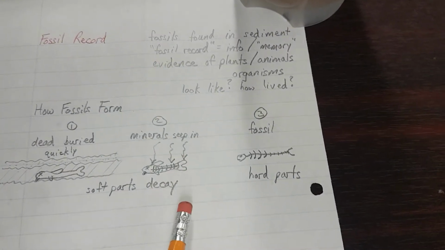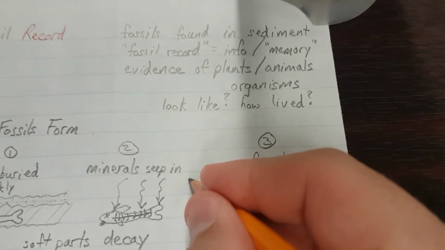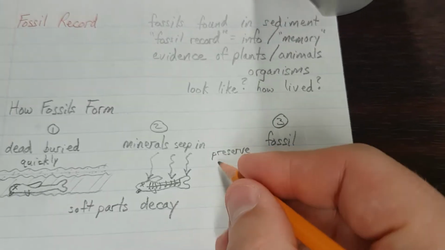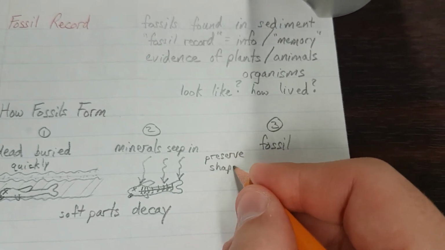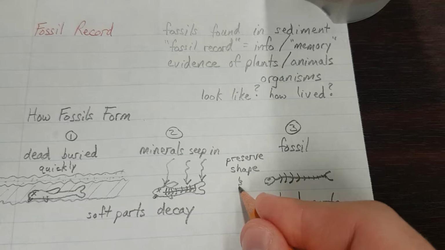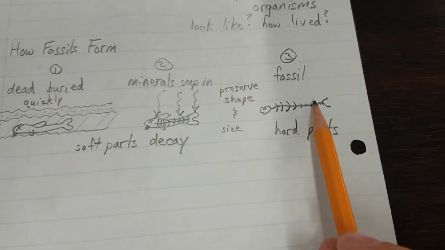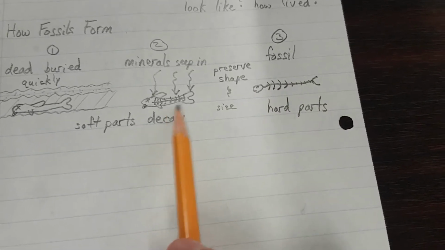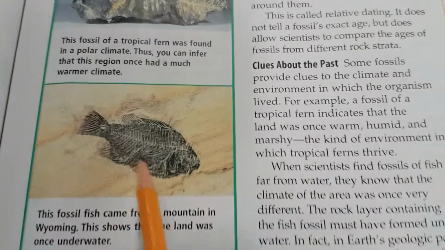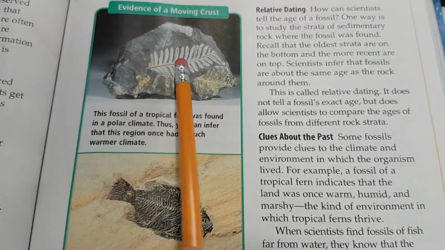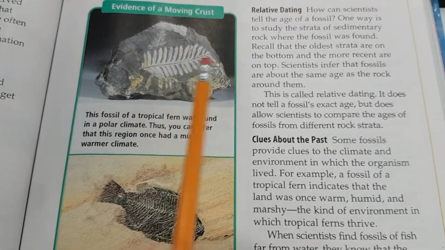It preserves the shape and size. Oh, let's say that. Okay, minerals seep in right here. Preserve, P-R-E-S-E-R-V-E. Shape, S-H-A-P-E. And, down 3 down, size, S-I-Z-E. So the fossil ends up being the same shape and same size as the original bones used to be. And we can see that in our pictures and the fossils that we find. Even with plants, the imprint or the shape left behind, same size, same shape as the original leaf.